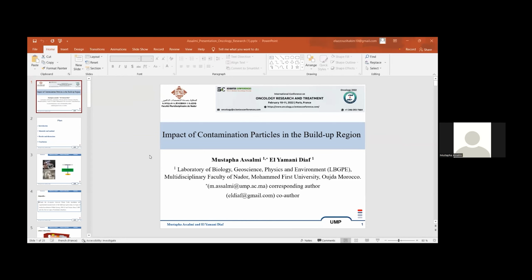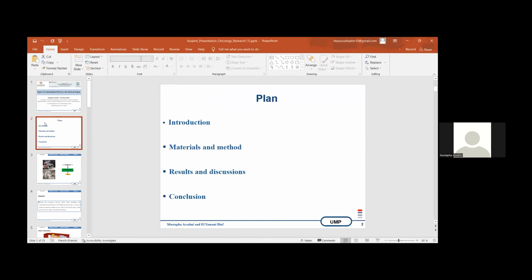we prepared this work for this oncology conference. Our communication is on the impact of contamination particles in the build-up region. This work was prepared by Mustafa, Assalmi, and Yamani Dia from the Multidisciplinary Faculty, Mohammed University. So I present this work under the following outline.